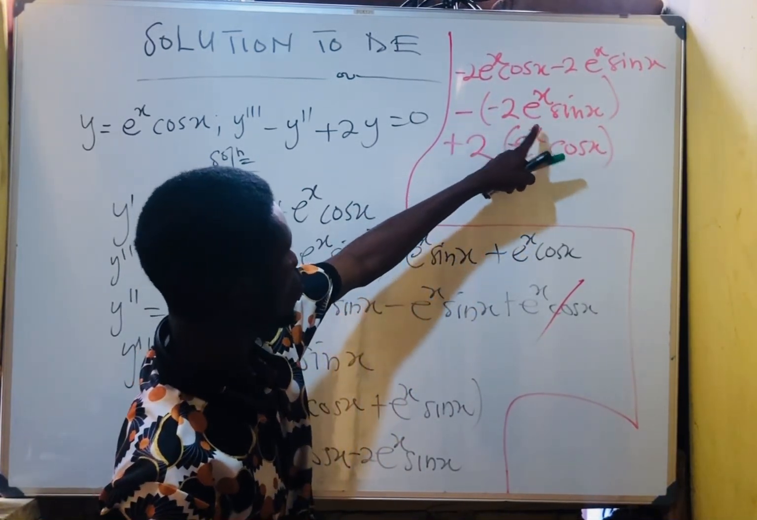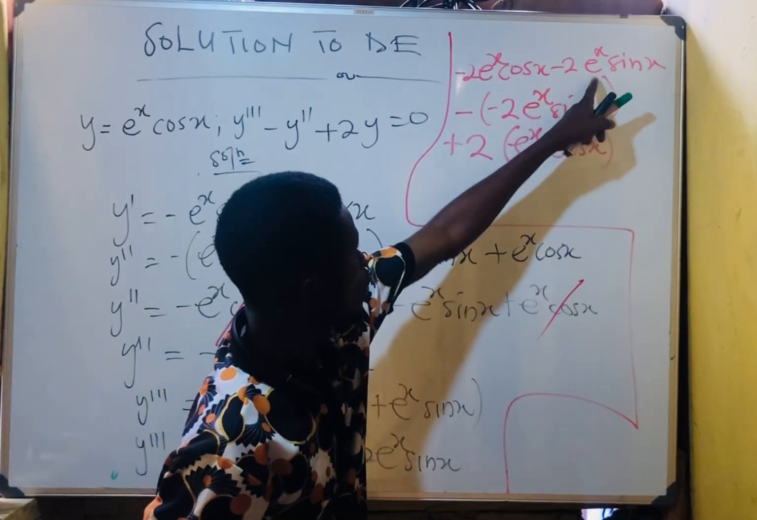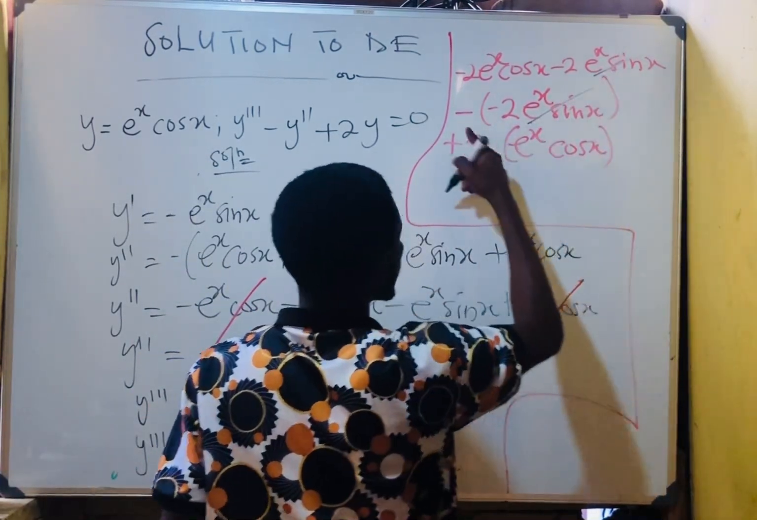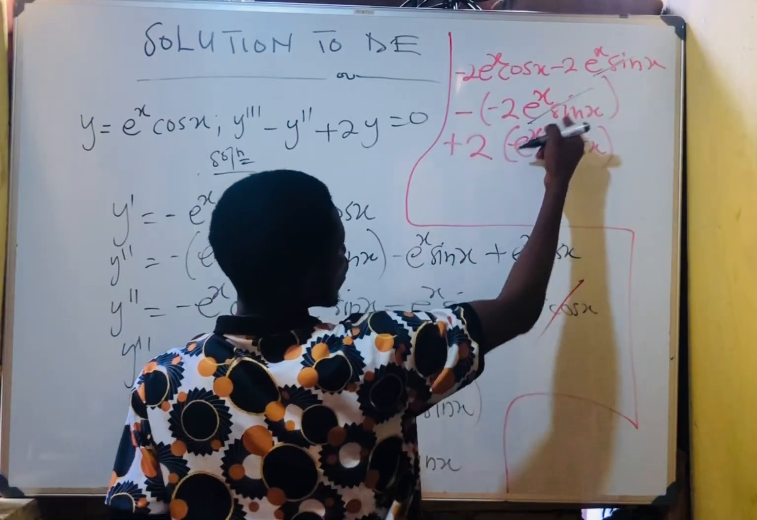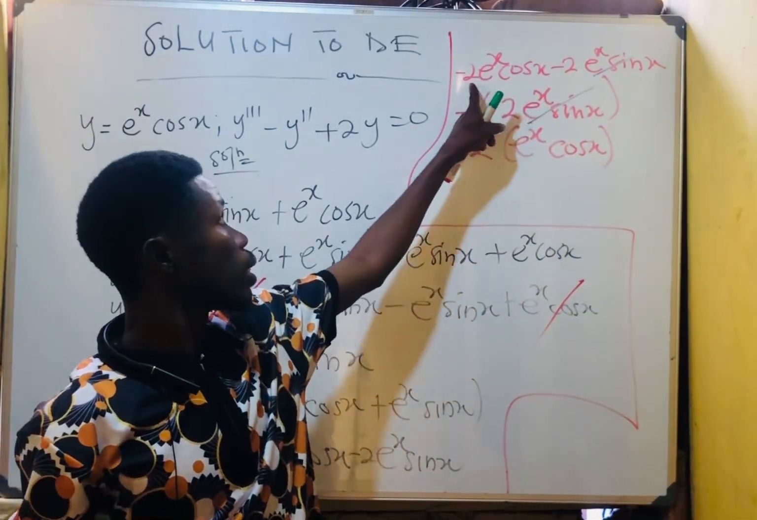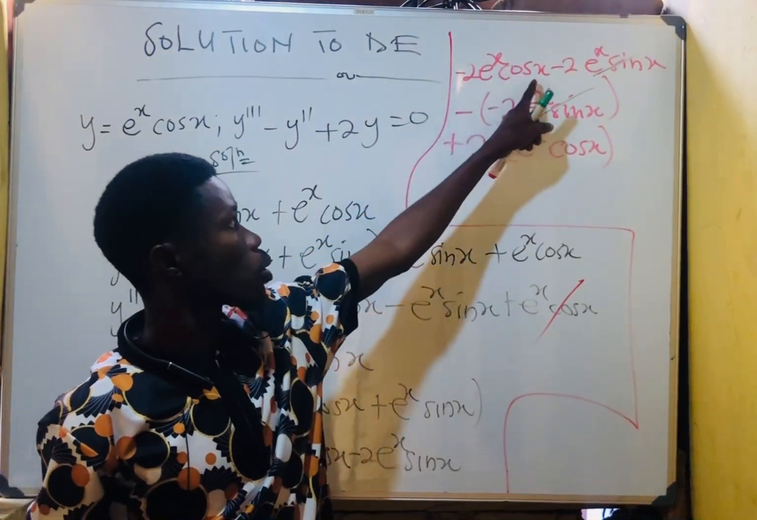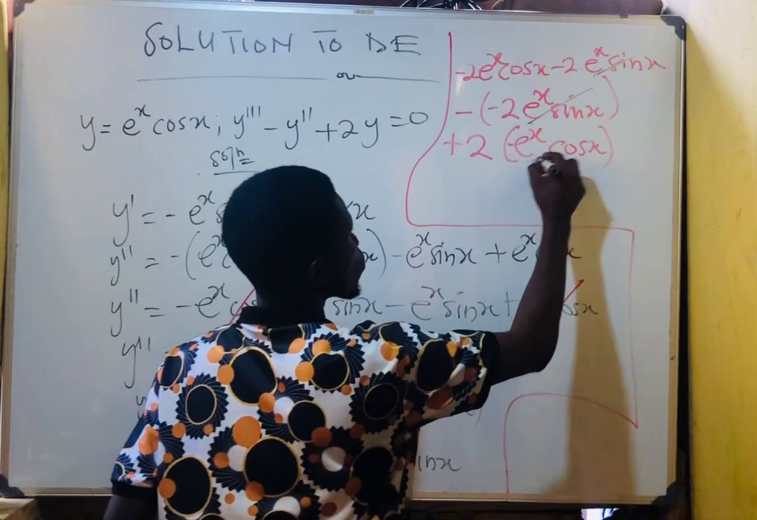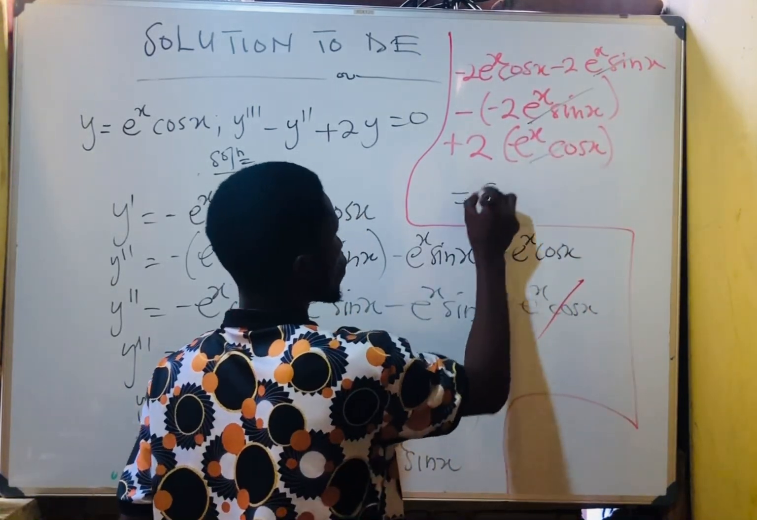And this one too will be negative. So this and that will cancel. Can you see that? This and that. So negative will be positive, and this will be opposite. And also looking at this one, negative 2 e to the power x cos x, and this positive 2 e to the power x cos x. So this will also go with this, and so finally we get 0.